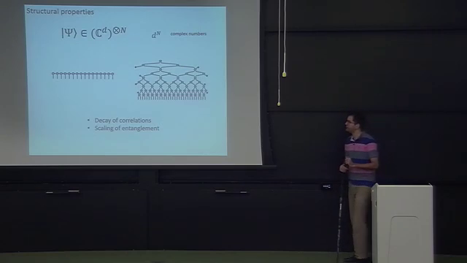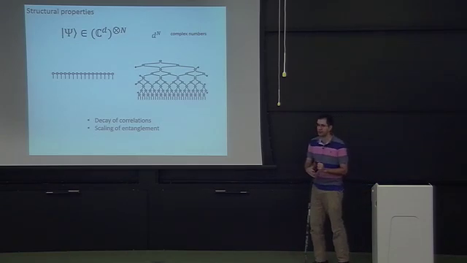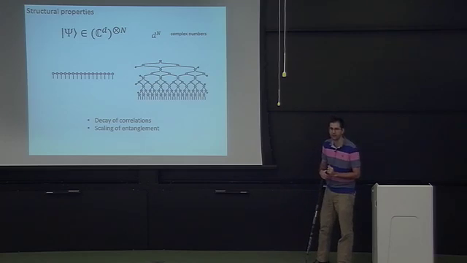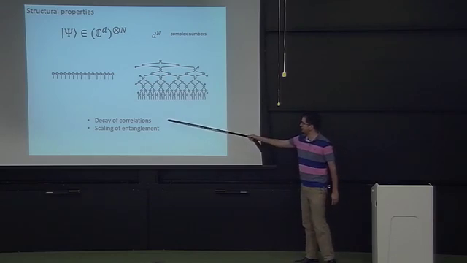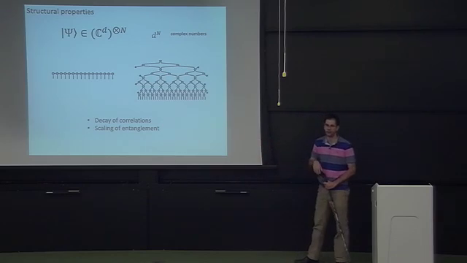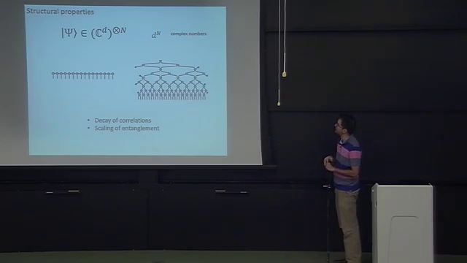So what we usually do when we're done with seeing whether a tensor network can be efficiently manipulated, well, we look at what type of physics it represents. Okay? And so we look at the structural properties. We look at how correlations decay or how entanglement scales. And so that's what we want to do next. And again, we'll do this by comparison with the matrix product state.